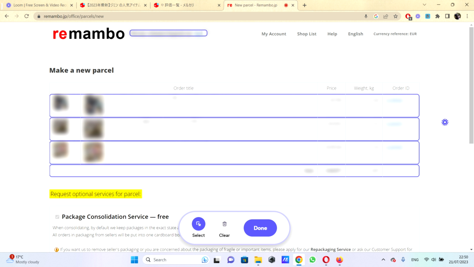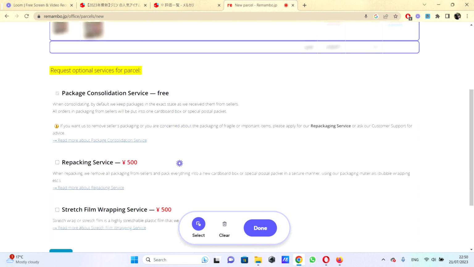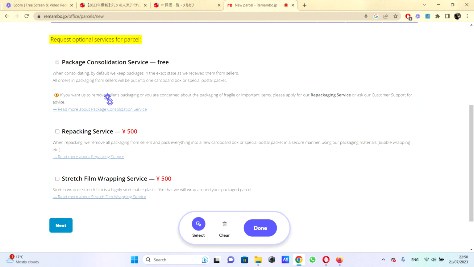Anyway, I'm sorry there's a lot of cuts. I'm really just trying to blur out the costs and everything. So basically there's the price, the weight, and the order ID, and then the total of the weight and the price. Then you can click on other optional services. I don't know why, but I usually just choose the repacking service. It's just safer for me.